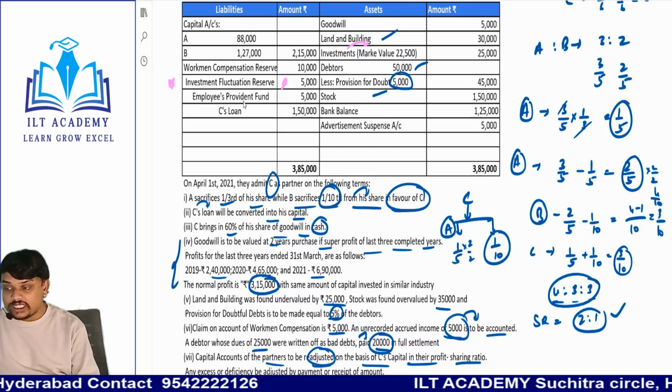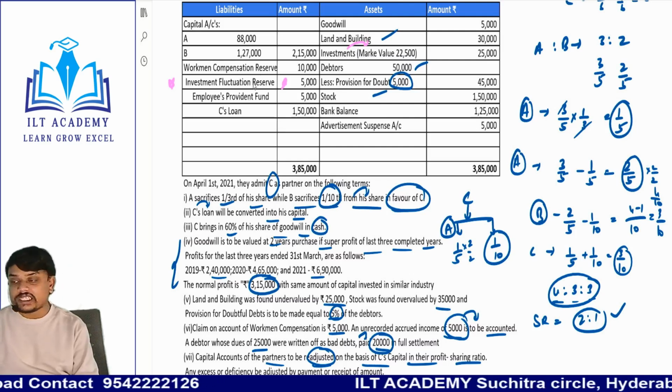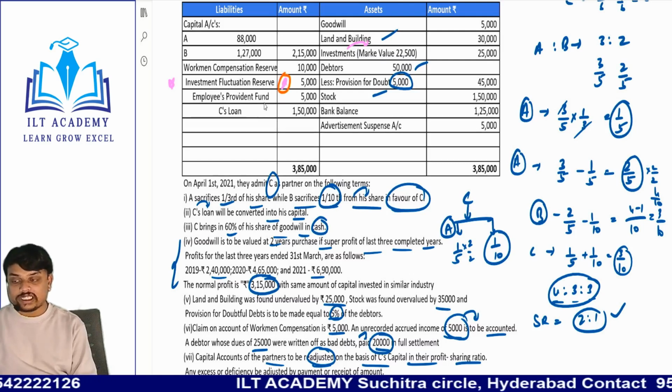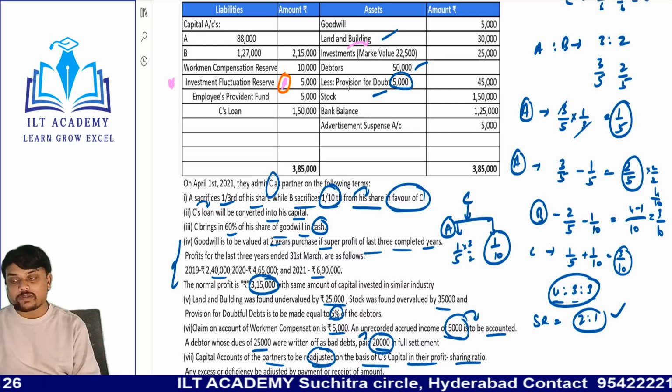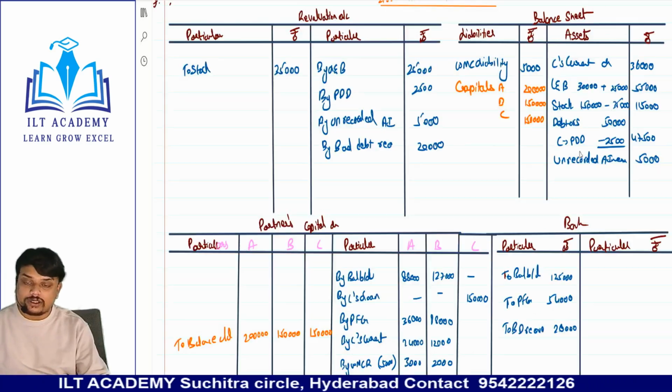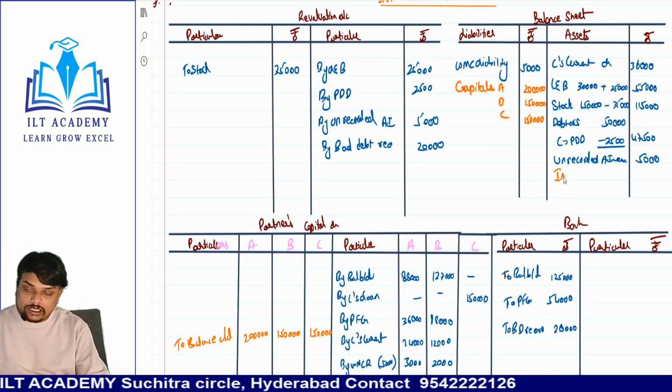Once we are done with the capital account balances, in this sum we did not share the reserves and losses. Here various reserves are there. One is workman compensation reserve and investment fluctuation reserve. So first let us complete the investment fluctuation reserve part. If you see investments, the market value is 22,500. So it should be recorded at that value only. Investments.